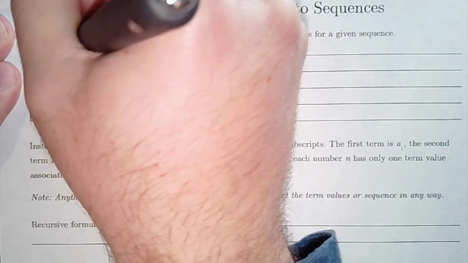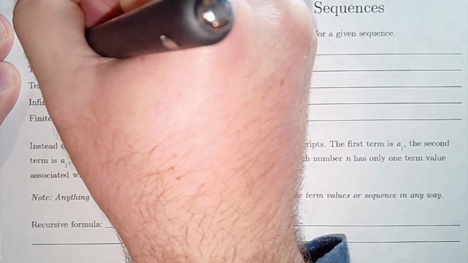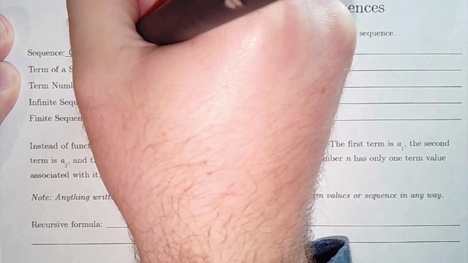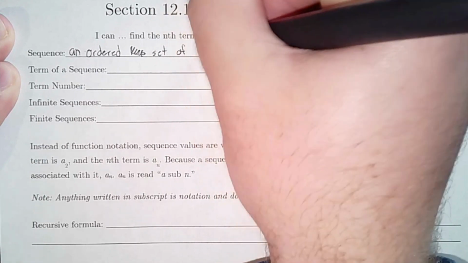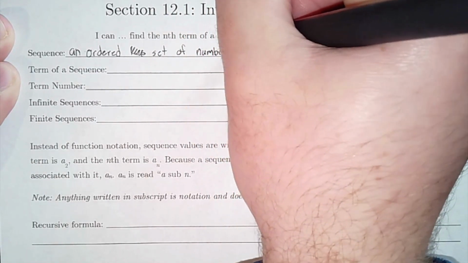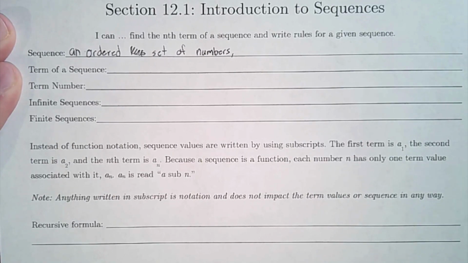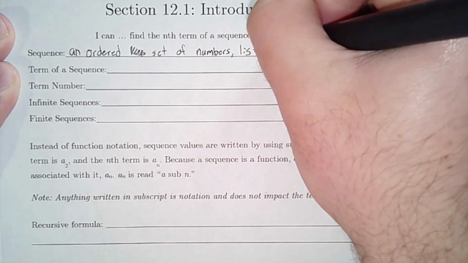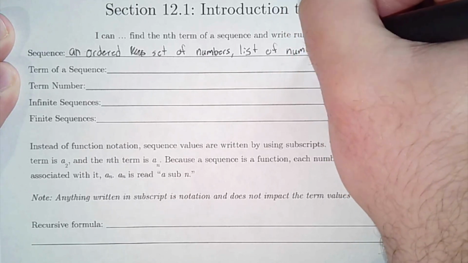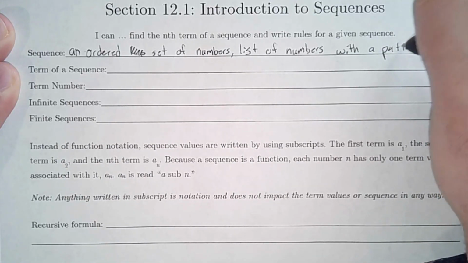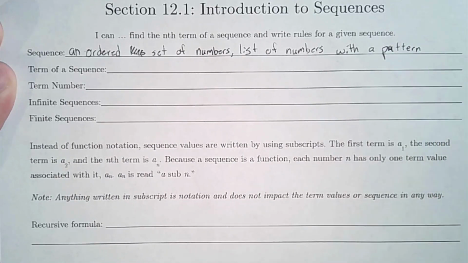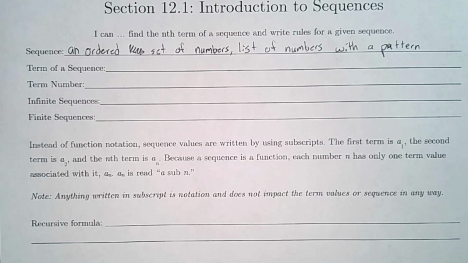A sequence is, in the simplest form, an ordered list. Actually, I'm going to call it an ordered set of numbers. So it's really just a set of numbers that have an order to them. You can also think of this as a list of numbers with a pattern. I hesitate to say that because sometimes that pattern is either really defined or there's not really a pattern, and the pattern is the fact that there isn't one, which can get a little confusing, but we'll talk about that a little bit later.